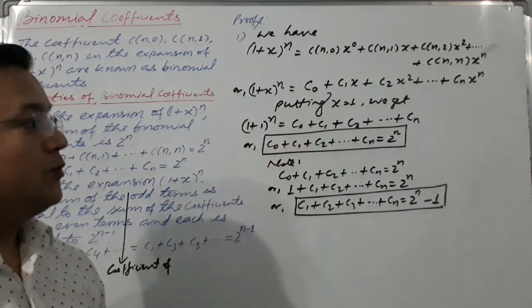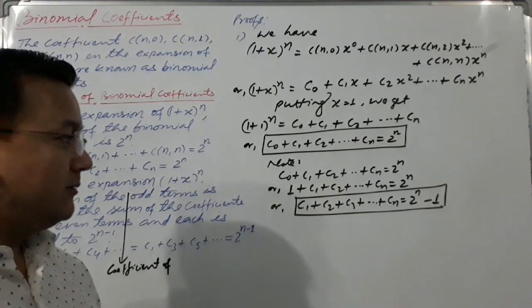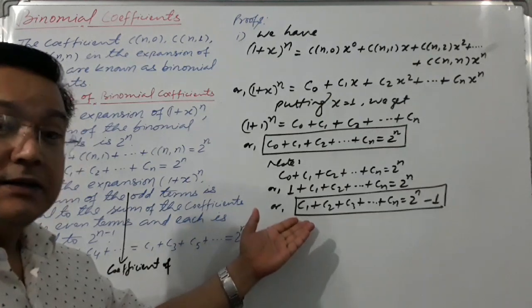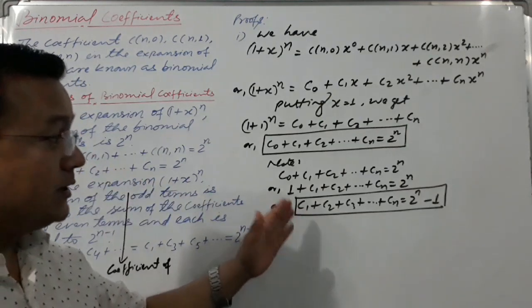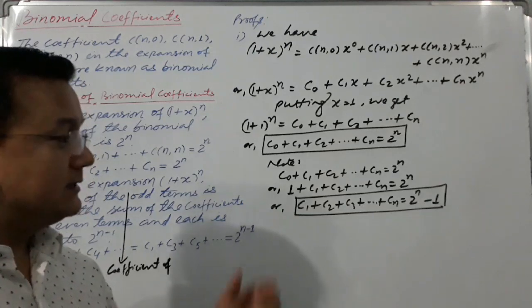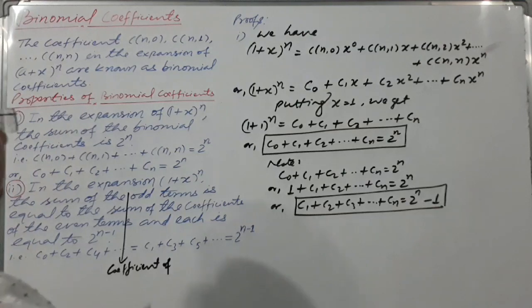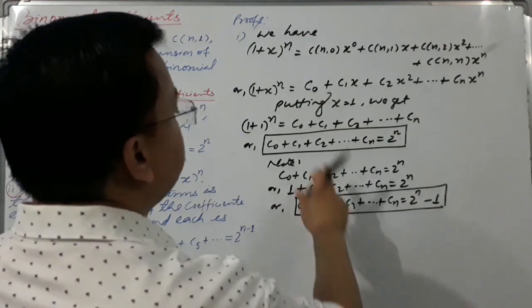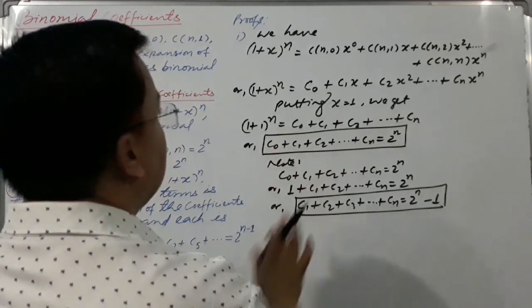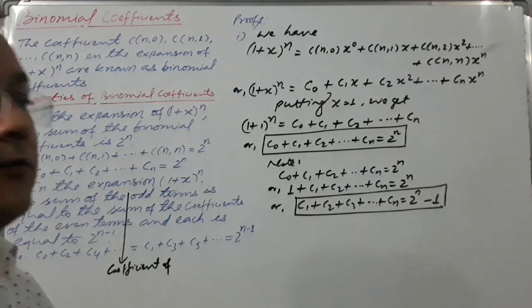The sum of the binomial coefficients is equal to 2^n, and the sum of the coefficients from 1 to n is equal to 2^n - 1. So I don't think you have a problem now. You understood this one also. Very easy. Now I'm going to prove the second one.